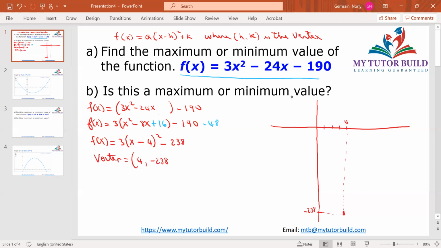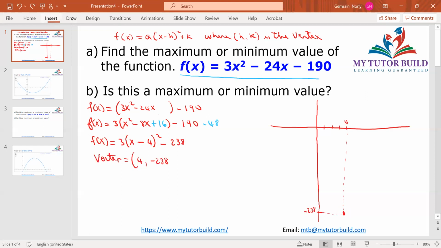Now from here, because it's your vertex, it's where you have your turning point. Because the coefficient of x squared is positive, we know our parabola would open up. So we know our graph would go this way and this way. So it would open up. Now, we also need to identify the intercepts.